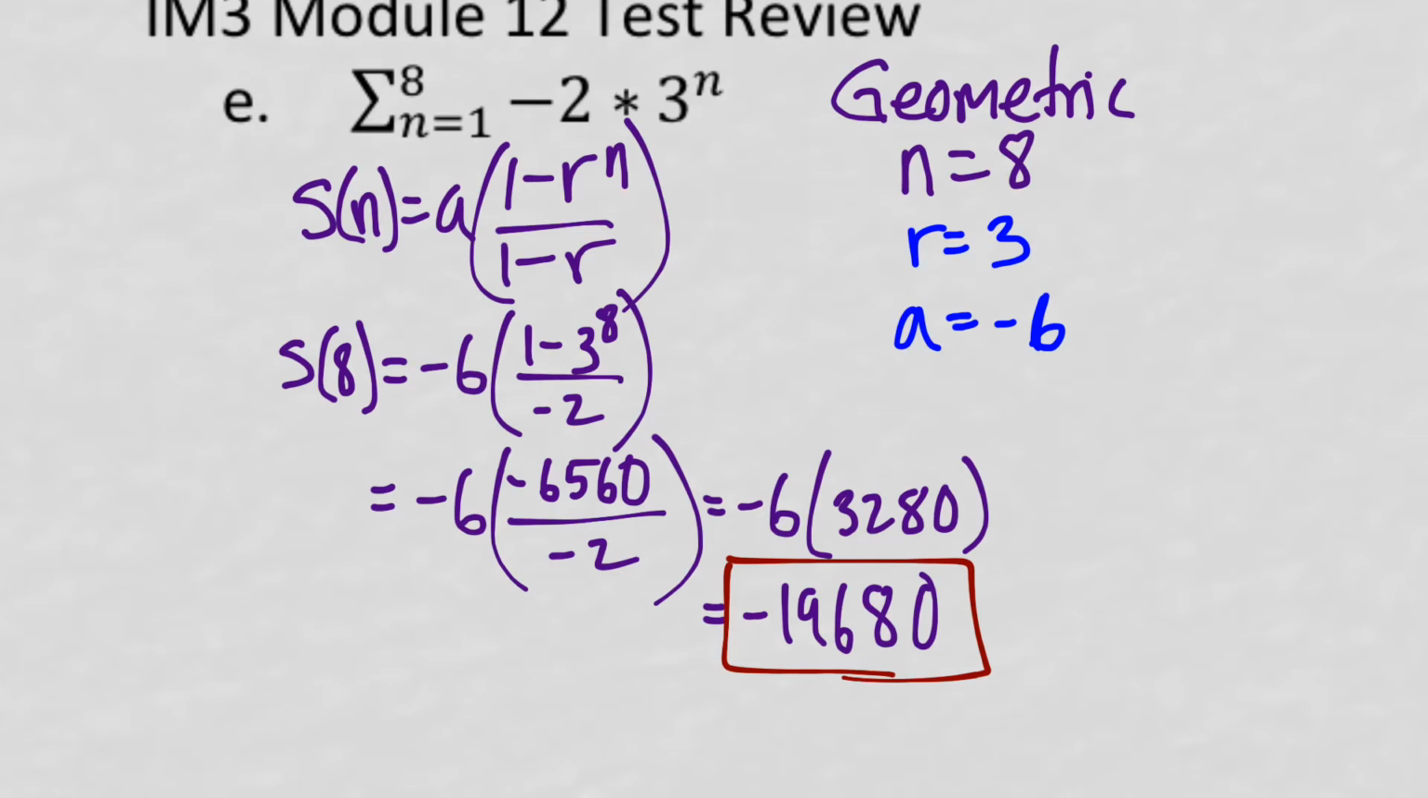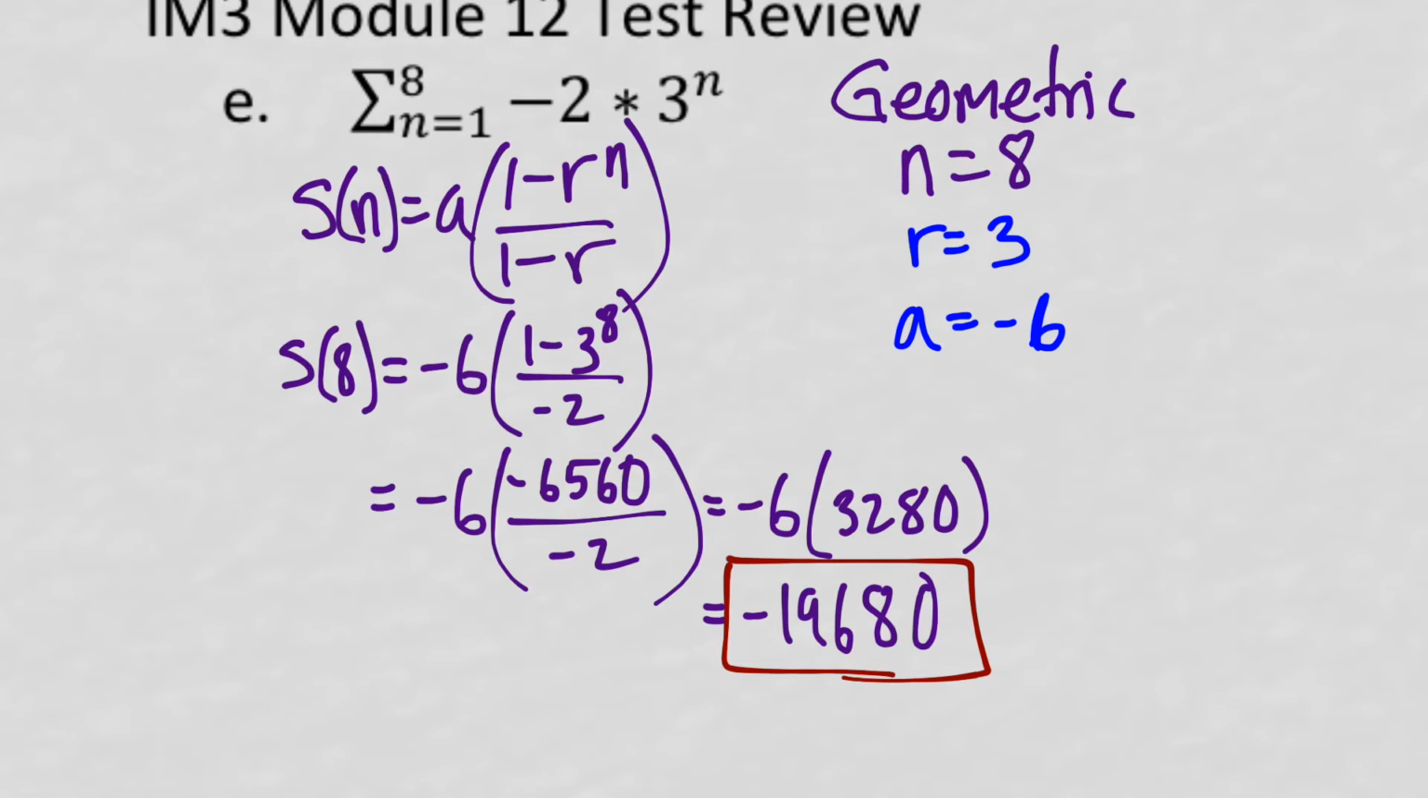Okay, here you go. Here's your final answer for E. This one is geometric, again, because I see that there is a power where n is the exponent. I found n right away by subtracting and then adding 1. 8 minus 1 plus 1 is 8. I found r because I looked at the power. The base of the power is r. And a is the initial term, which I got by plugging in 1. Plug in 1, you get 3 times negative 2 is negative 6.